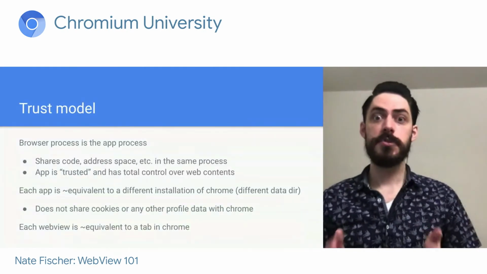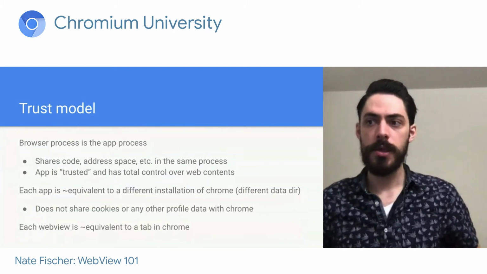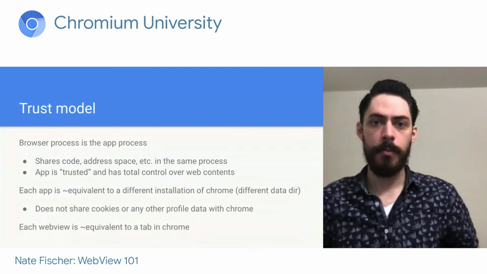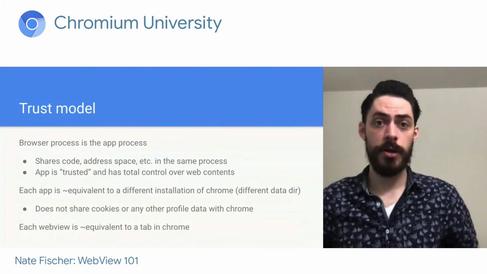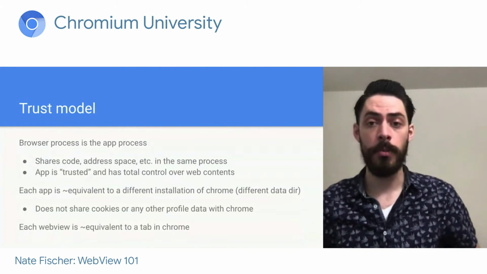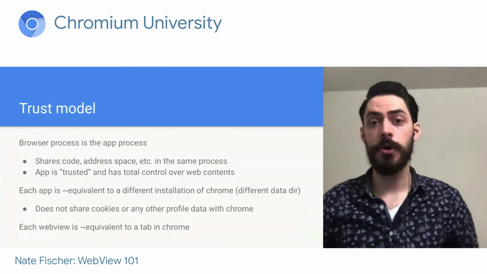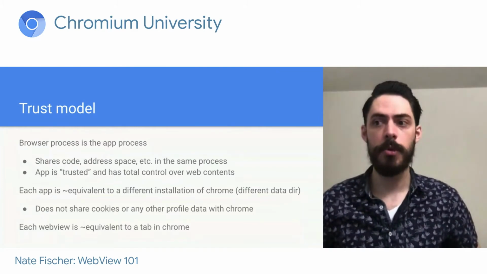So the first thing I want to talk about is the trust model for Android WebView. We consider the app to be completely trusted. And in fact, the browser process that you might be familiar with in Chrome is actually the application's own process. So all of our browser process code runs in the same address space.